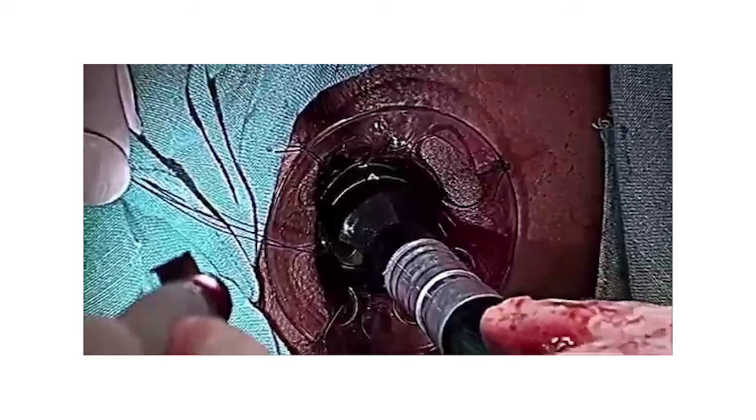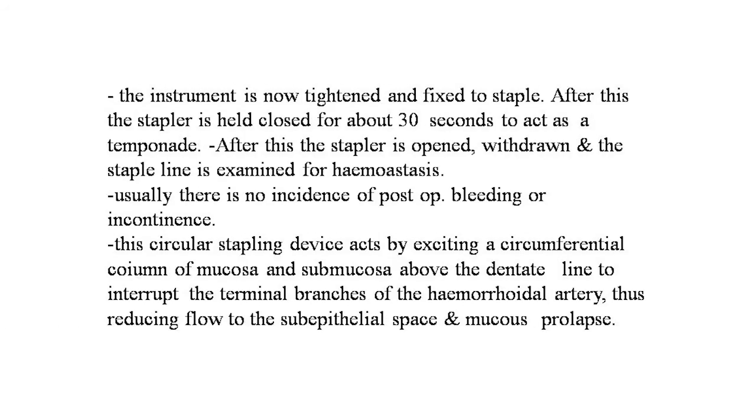Now continue with this procedure. The instrument is now tightened and fixed to the staple. After this, the stapler is held closed for about 30 seconds to act as a tamponade. After this, the stapler is opened, withdrawn and the staple line is examined for hemostasis. Usually there is no incidence of post-operative bleeding or incontinence.